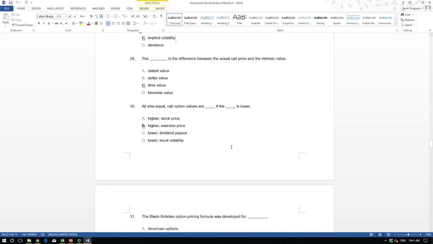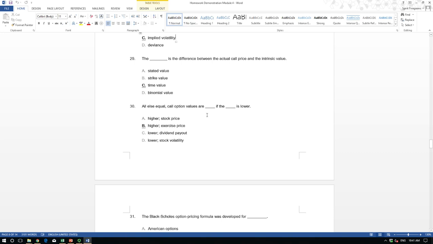Number 30. All else equal, call option value is higher or lower if stock price, exercise price, dividend, stock volatility is lower. As I said, everything is positive, right? Call option price would be lower if something is lower. And the only opposite is the strike price or the exercise price. So the answer is B.